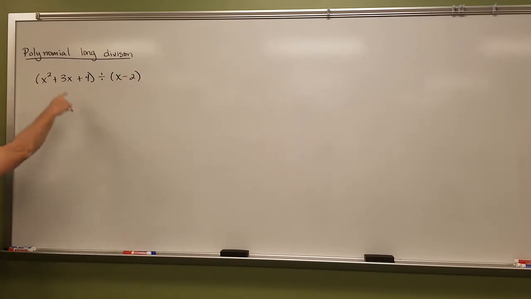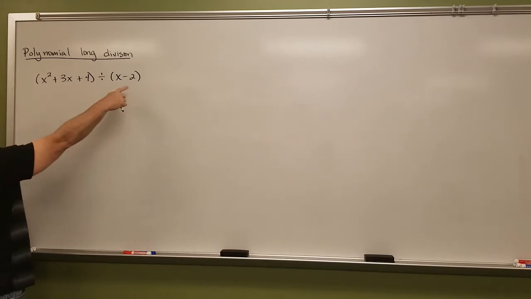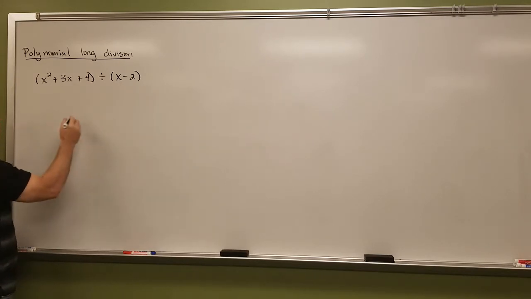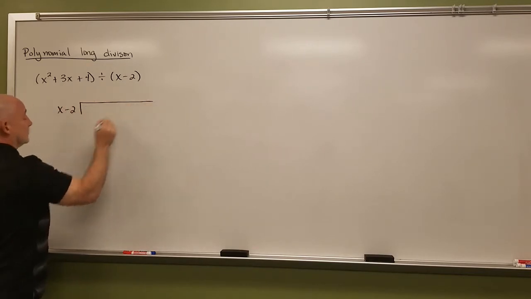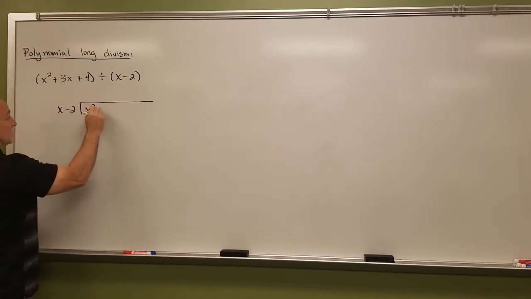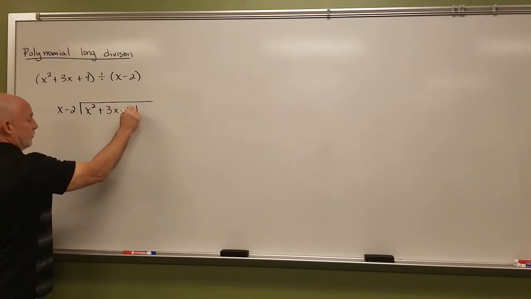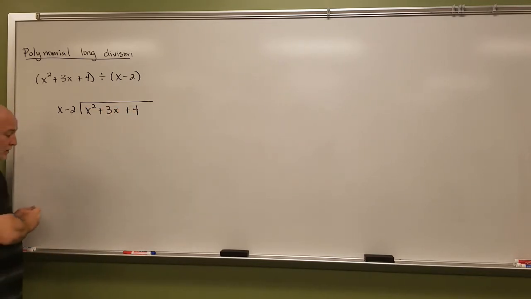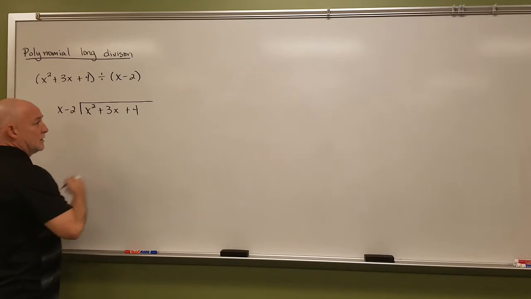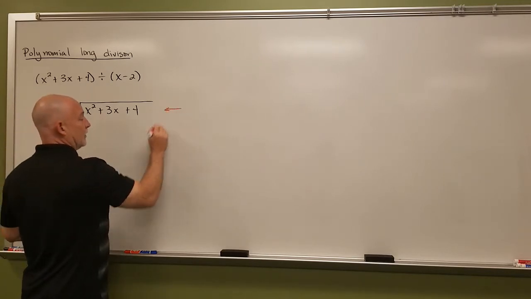All right, the thing that is being divided is called the dividend, and what you're dividing by is called, well, the divisor. So the divisor goes on the outside, the dividend goes on the inside. So here we have x squared plus 3x plus 4. Now I'm going to put a quick note for this example that's not going to make sense right now, but it will for the rest of them.